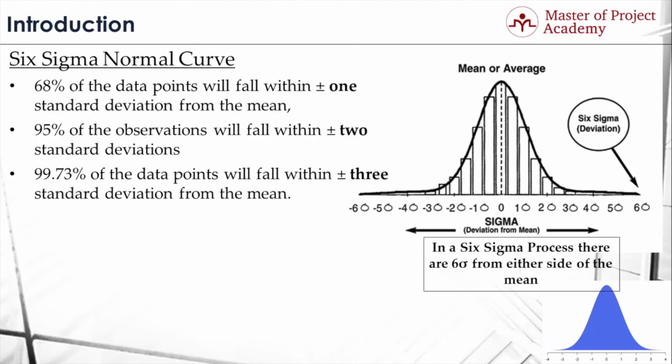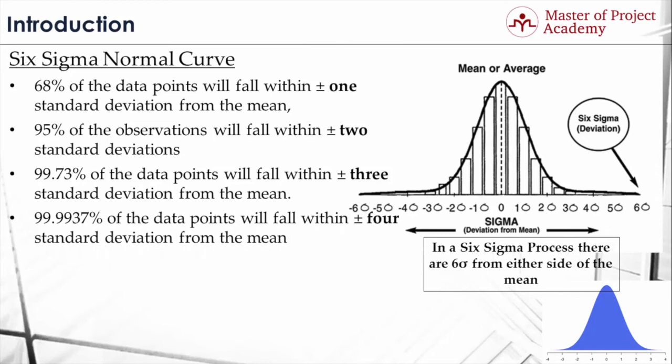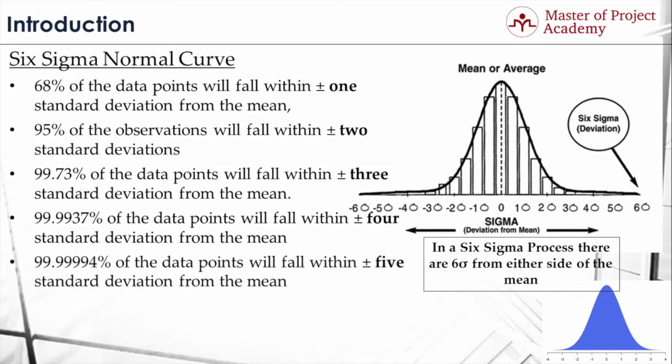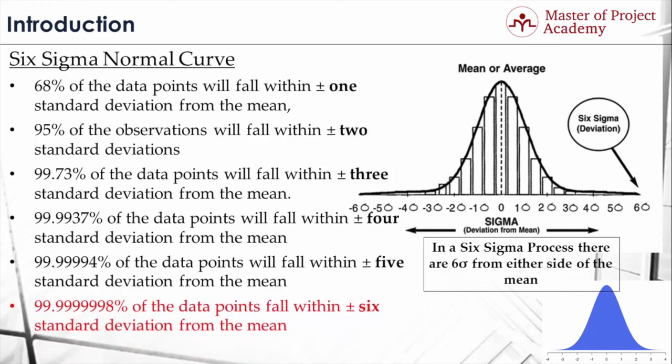Now, the extension would be as follows. 99.9937% of the data points will fall within plus or minus 4 standard deviations from the mean. 99.99994% of the data points will fall within plus or minus 5 standard deviations from the mean. And finally, 99.9999998% of the data points fall within plus or minus 6 standard deviations from the mean.